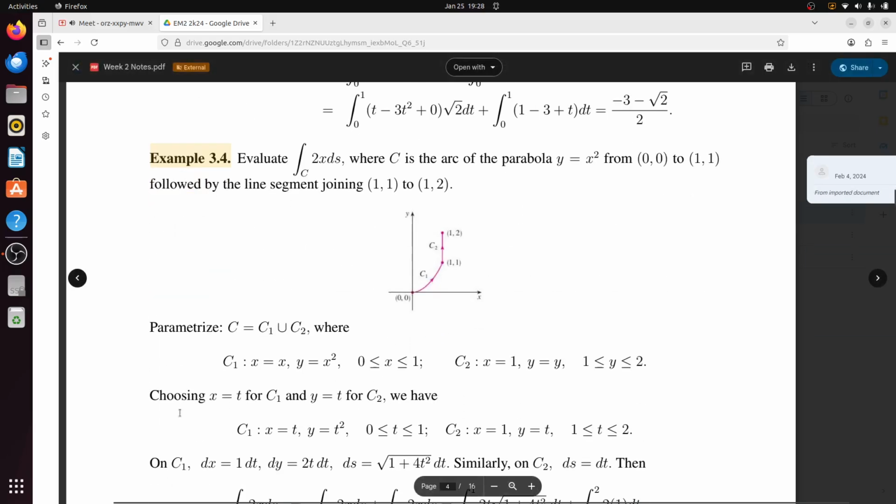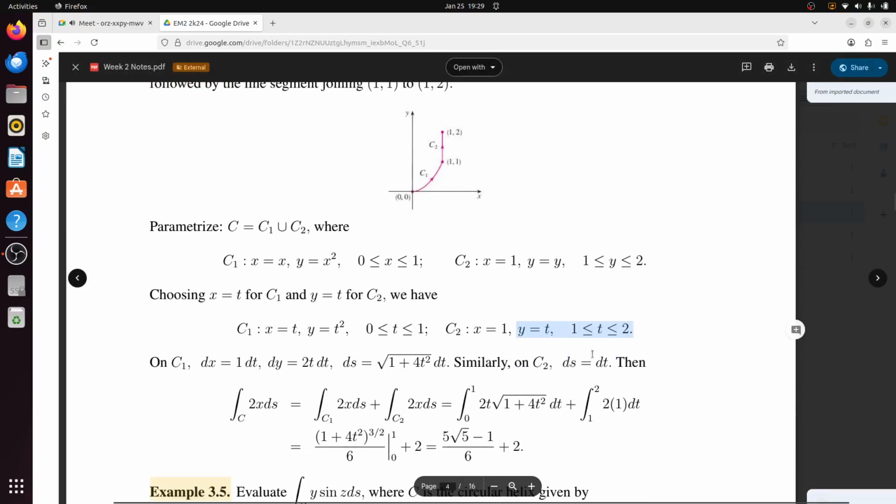Okay, let's move on. So first, your C1 is actually the parabola. For the parabola we can construct it as x equal to t and y equal to t square, and for the second case C2 we can take x equal to 1 and y equal to t. So this is our parameterization. In the first case t varies from 0 to 1, and in the second t varies from 1 to 2.